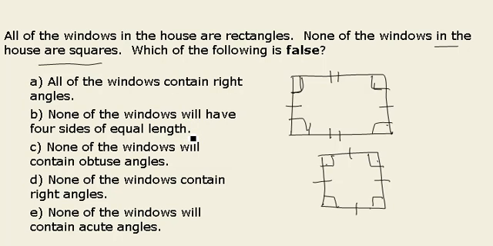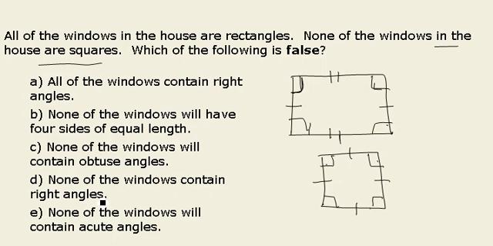B, none of the windows will have four sides of equal length. This is also a true statement because it states that none of the windows are squares, so none of them will have four equal sides. C, none of the windows will contain obtuse angles. This statement is true because none of the angles will be obtuse because all must be right angles.